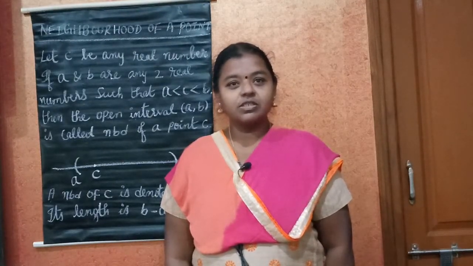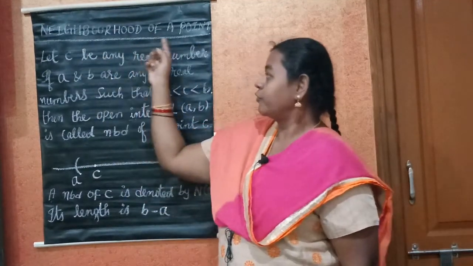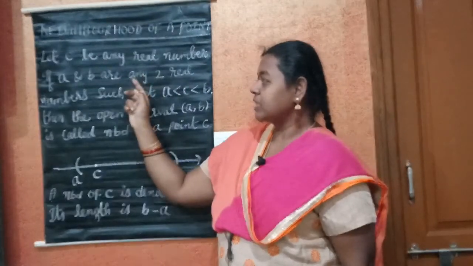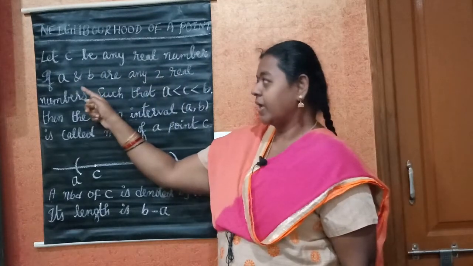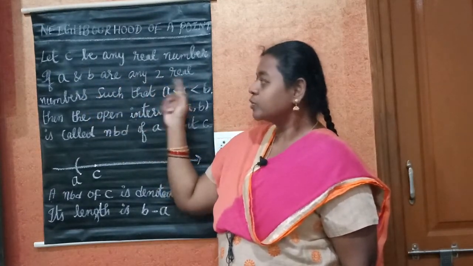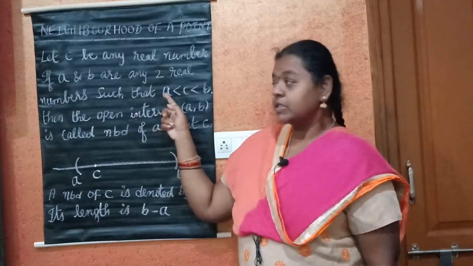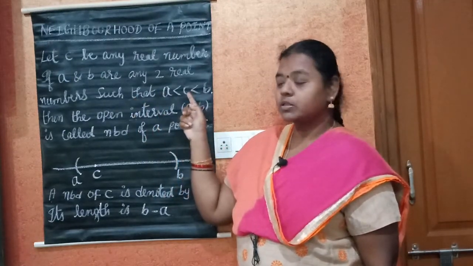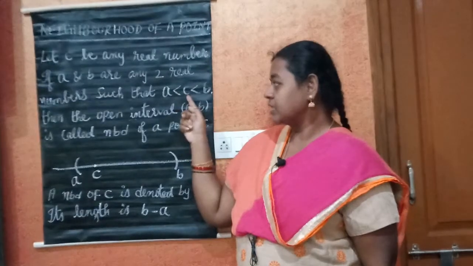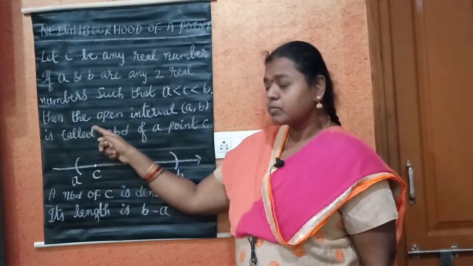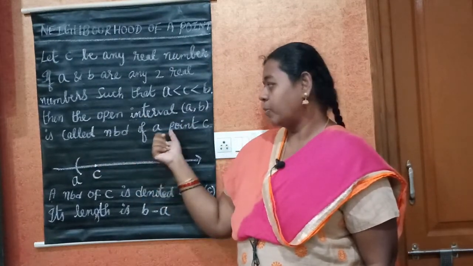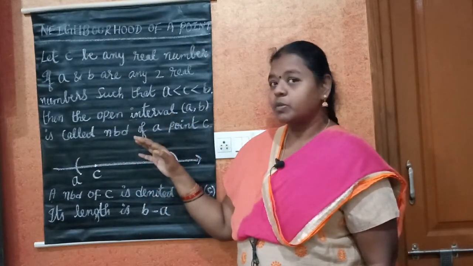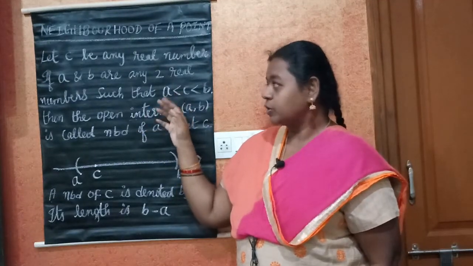The first definition is neighborhood of a point. We will be considering three real numbers. Let C be any real number. If A and B are any two real numbers such that C is lying between A and B, that is, A is less than C less than B, then the open interval (A, B) is called a neighborhood of the point C. So basically, A and B are any two real numbers.